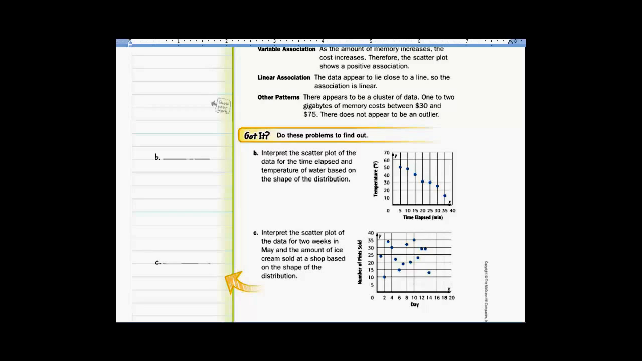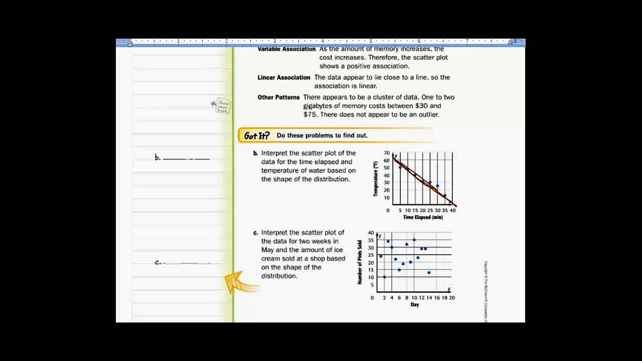Interpret the scatter plot of the data for the time elapsed and the temperature of water based on the shape of the distribution. As time increases, the temperature goes down, so that would be a negative association. It does appear that I could put a line pretty well right through there.